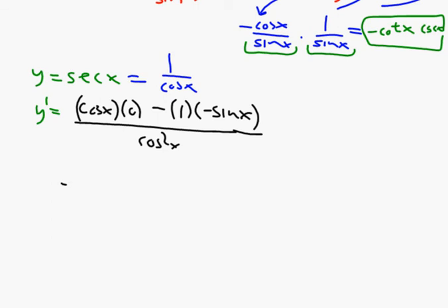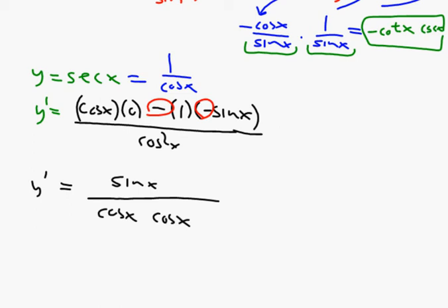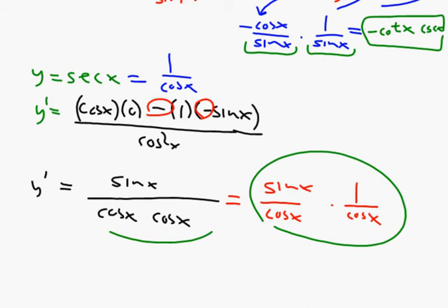Okay. So on top now, what you end up getting is positive sine x, because these 2 negatives become a positive. And then on the bottom, I'm going to do the same trick I did before. I'm going to write this as cosine x, cosine x. All right, there you go. So I'm going to make this as sine x over cosine of x times 1 over cosine of x. And I can do that because if I think about the product of these two fractions, it would give me that fraction. So I know it's okay to write it this way.